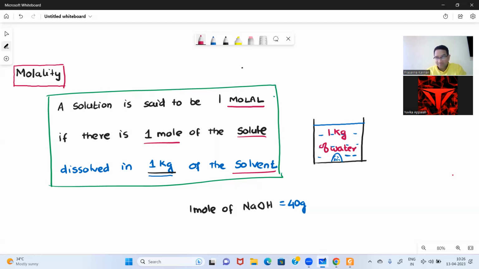So 100 plus 40. 1 kg plus 40 grams. Clear, Vika? Sorry, so 1 kg, 1000 grams plus 40 grams. Already, Vika? Yes. So this way you prepare a 1 molal solution. Is it clear, Vika?